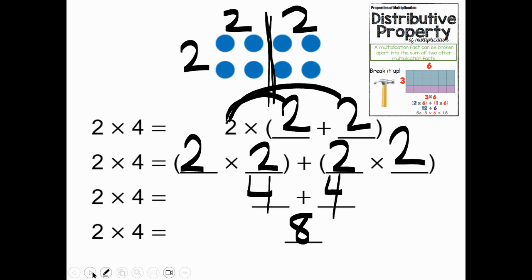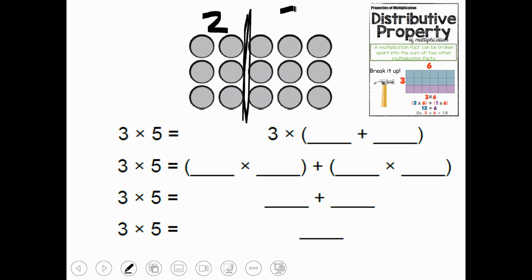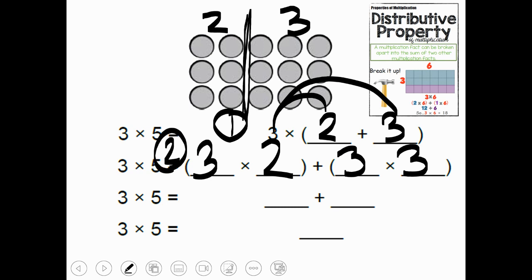Let's try another one. This is 3 times 5. I'm going to leave my 3 alone and break apart the 5 into a 2 and a 3. This 3 has to talk to that 2, so 3 times 2, and then the 3 has to talk to the other 3, so 3 times 3. Again, this is my first step, break it apart.